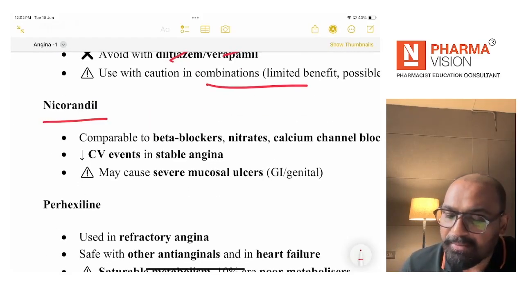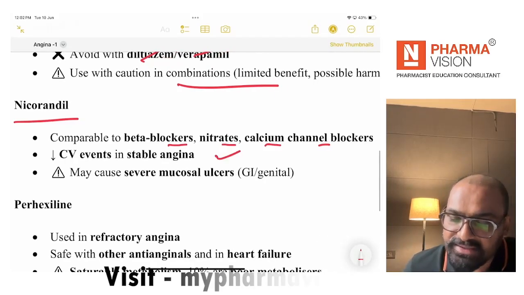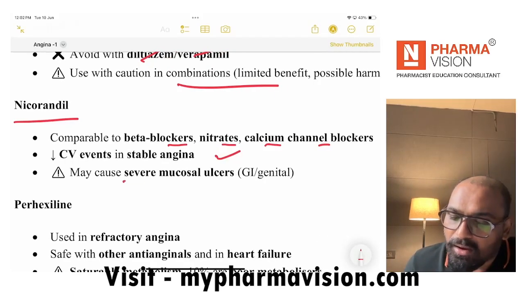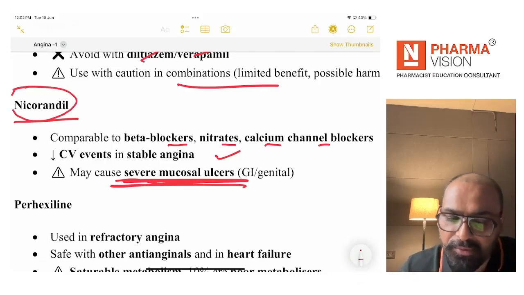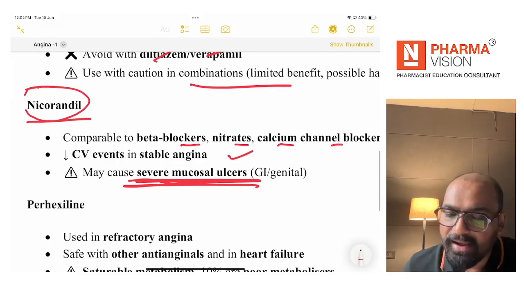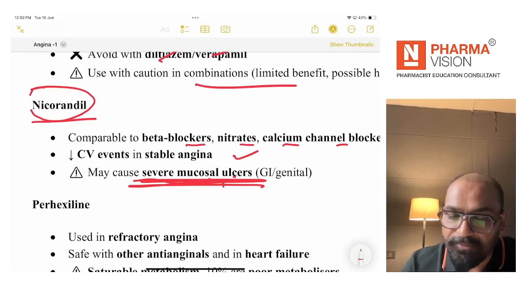Nicorandil is comparable with beta blockers, nitrates and calcium channel blockers, and reduces cardiac events in stable angina. Severe mucosal ulcer, that is the most important one-line point that you have to remember about nicorandil. Nicorandil can cause mucosal ulcers.